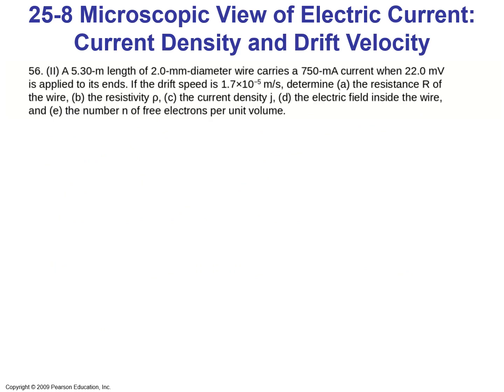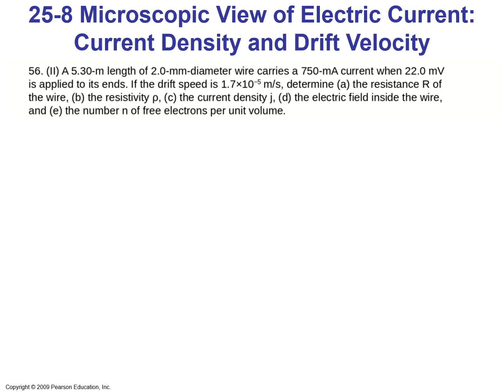A 5.3 meter length of 2 millimeter diameter wire carries a 750 milliampere current when 22 millivolt is applied to its ends. If the drift speed is 1.7 times 10 to the power minus 5 meter per second, determine A, the resistance R of the wire, B, the resistivity rho, C, the current density J, D, the electric field inside the wire, and E, the number N of free electrons per unit volume.